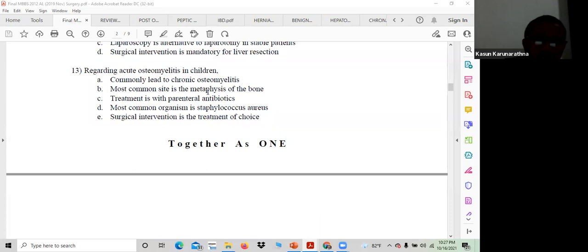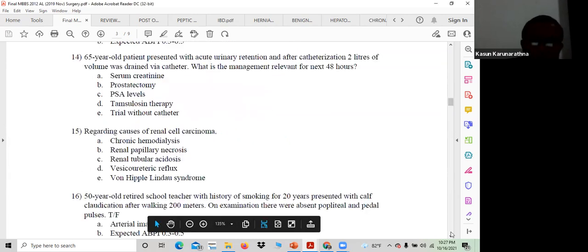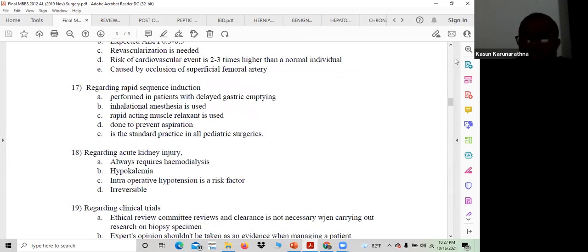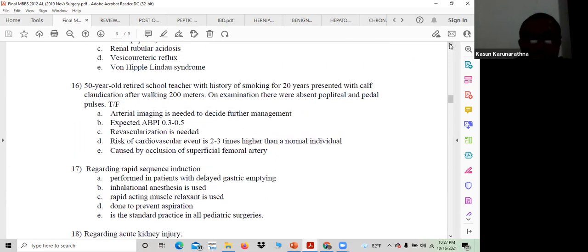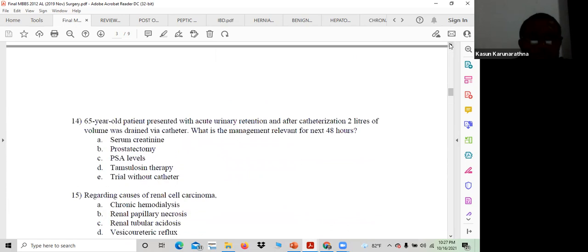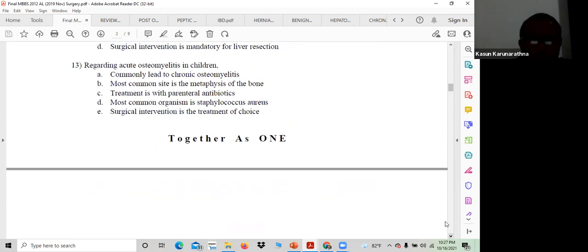Most common site is the metaphysis, treated with parenteral antibiotics. Most common organism is Staph aureus. Surgical intervention is not the treatment of choice. If they don't respond to antibiotics, or if the infection is very severe, then you go for surgical debridement. Right? Okay.